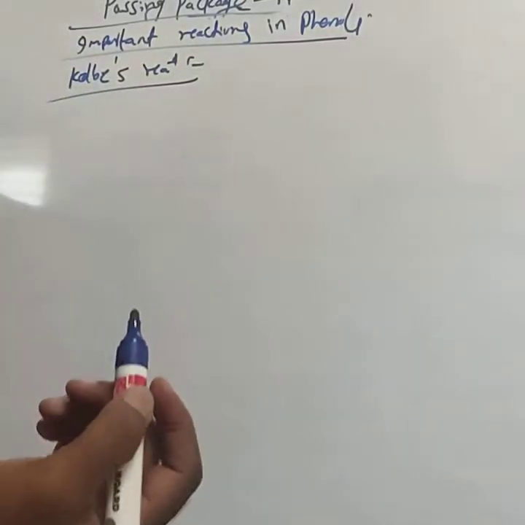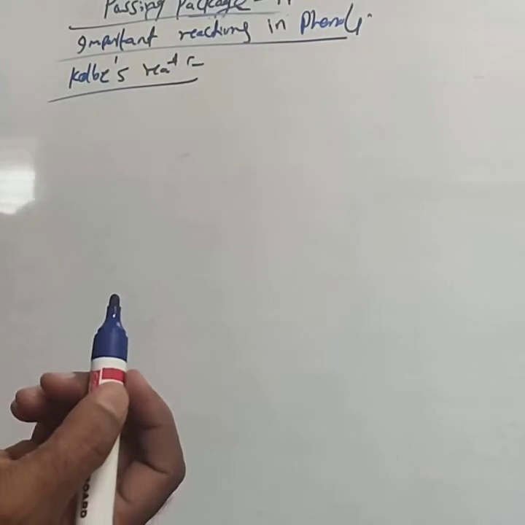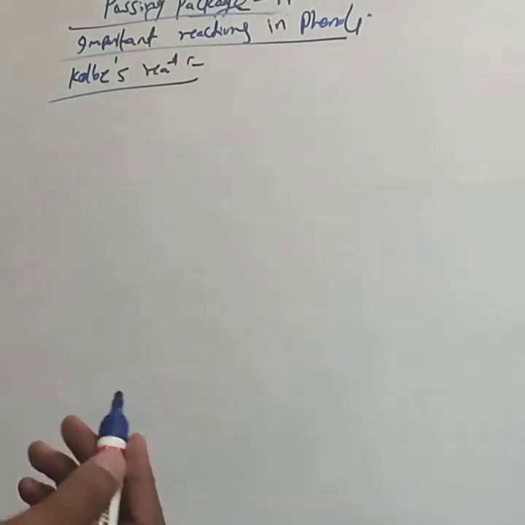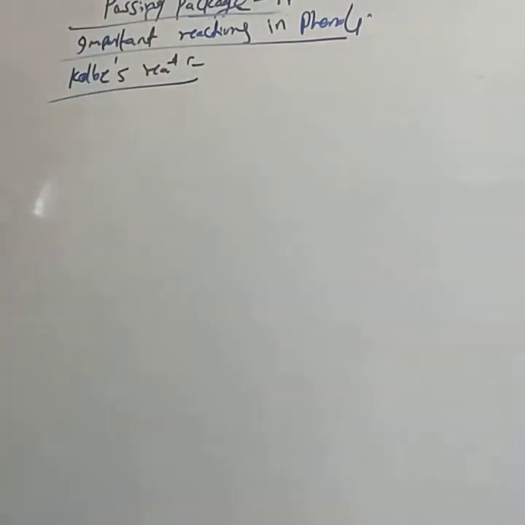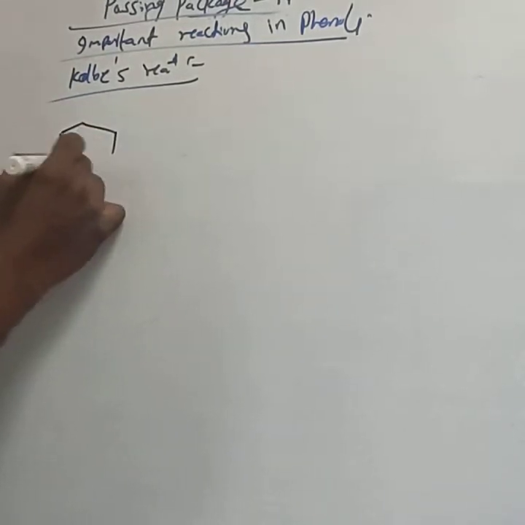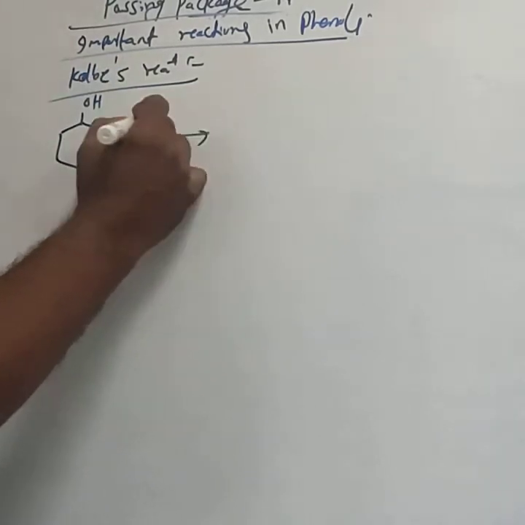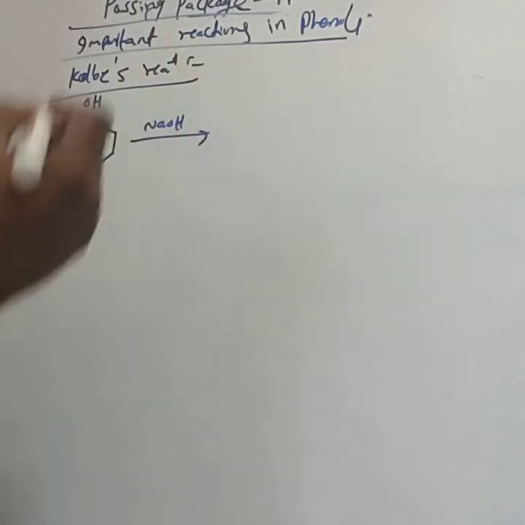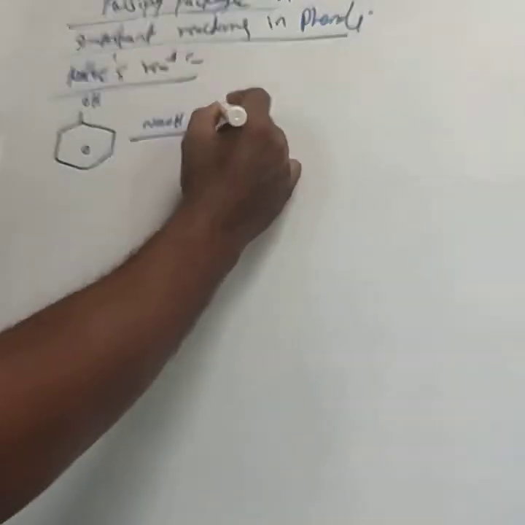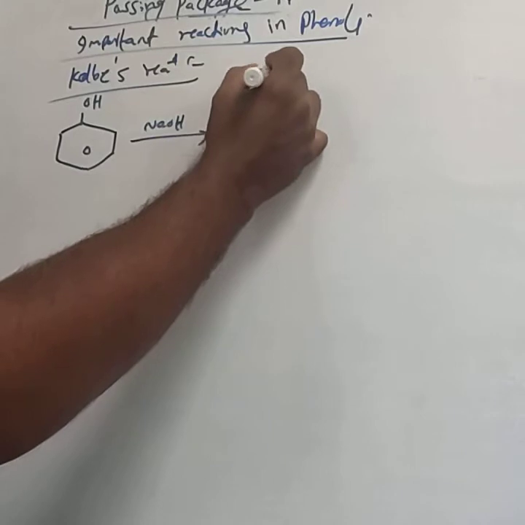Hello students, in this class we consider the most important reactions of phenol. Among them, one is the Kolbe reaction. For this Kolbe reaction, you take phenol. Phenol treated with sodium hydroxide forms sodium phenoxide.